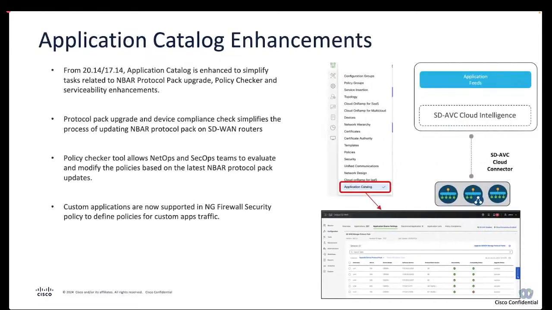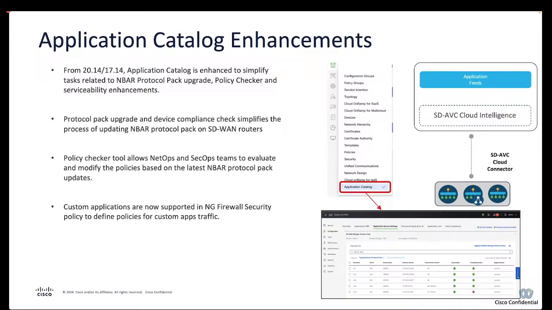All right, so the next feature we have under infrastructure and services is the application catalog enhancement. We started this application catalog feature from the 20.13, 17.13 software release, and the application catalog in the SD-WAN Manager provides you the visibility and control of your applications running in your Catalyst SD-WAN environment, which is powered by SD-AVC, right? The application catalog includes business critical applications, for example, Office 365 or Google Workspace, to social media platforms, cloud platforms, or customer related applications.